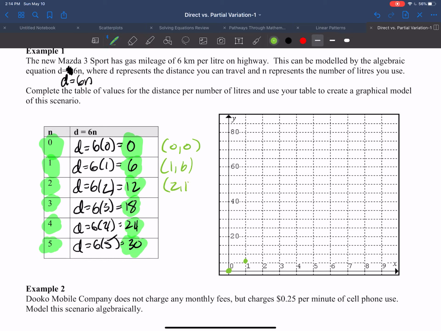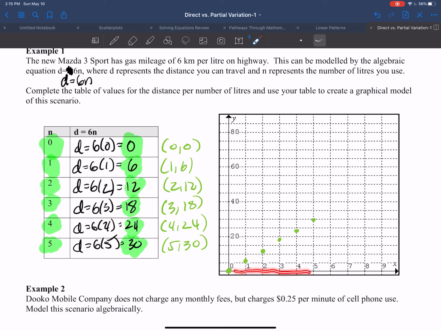So 2, 12. Should be about there. 3, 18. It's about there. 4, 24. 5, 30. Just there. And we can get our line of best fit. I can also see that 0 and 5 are right on the dots, so that's pretty good. We can assume that the pattern is going to keep going.